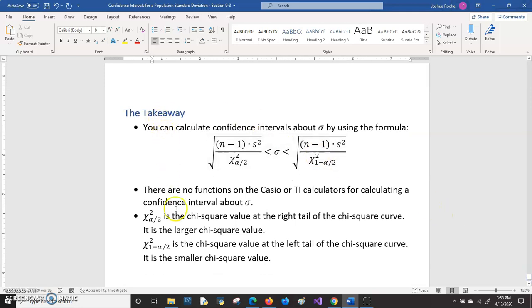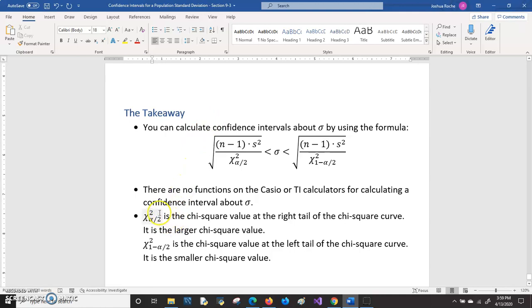So a couple takeaways from this section. One is that you can calculate confidence intervals for the population standard deviation by using this formula. This is the lower bound, this is the upper bound. Another thing to note is that there are no functions on the Casio or TI graphing calculators that will do this calculation for you. So for this kind of problem, one of the only choices is to use this formula.